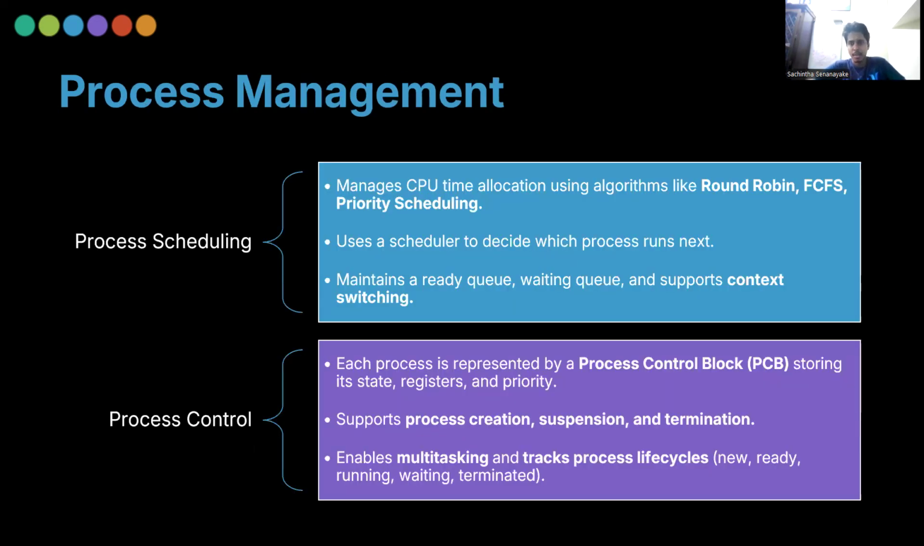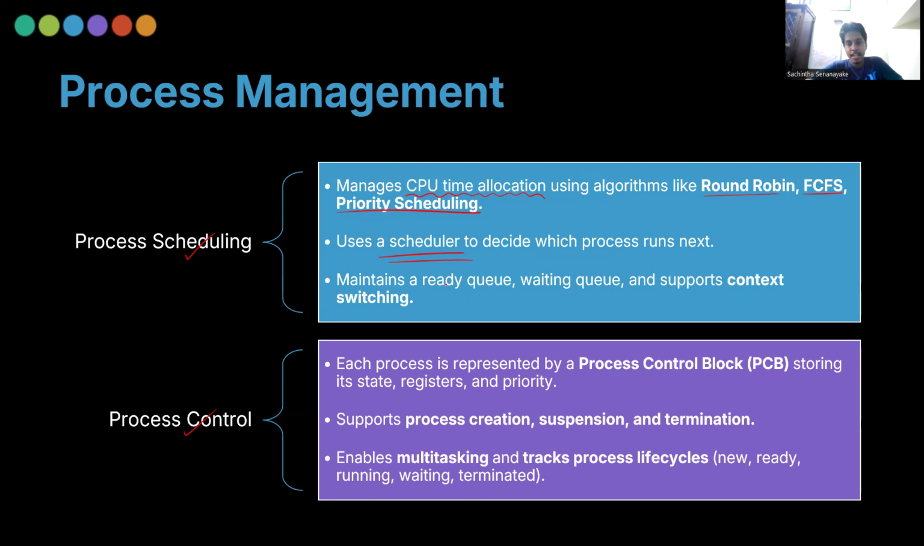Process management, last one. It does two major things, process scheduling and process control, where process scheduling is just like how we talked about scheduling for incoming processors into a hard disk drive. In CPUs, they perform a similar scheduling to ensure that CPU time is allocated to processors based on some kind of metric, whether it's based on the arrival time or whether it's based on how much time it takes to execute. That depends on the algorithm. So there are different algorithms for allocating CPU time, like round robin, first come, first serve, and some kind of priority scheduling system. And it uses a scheduler to decide which process runs next.